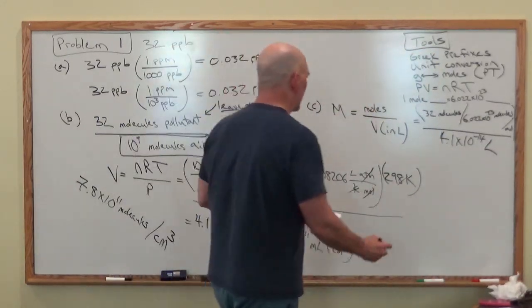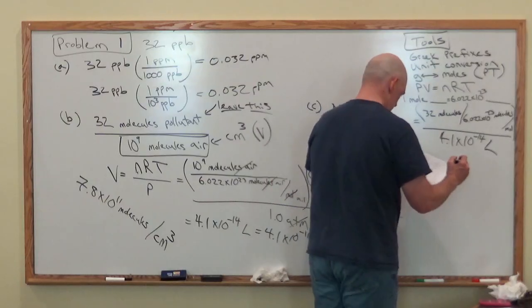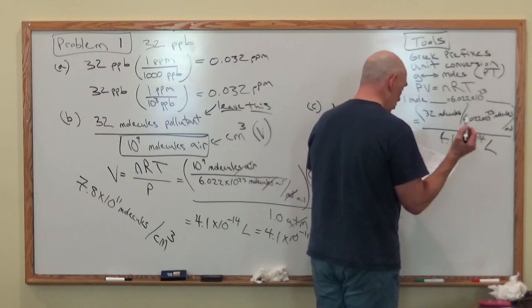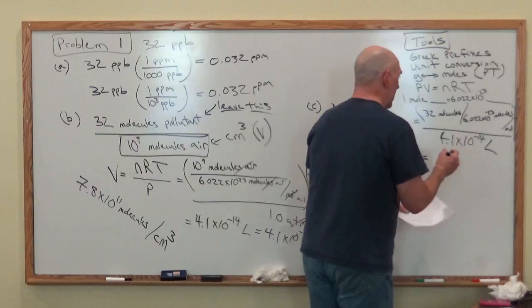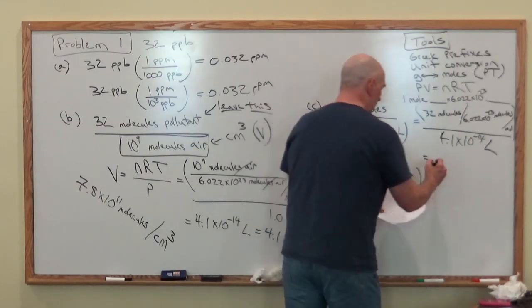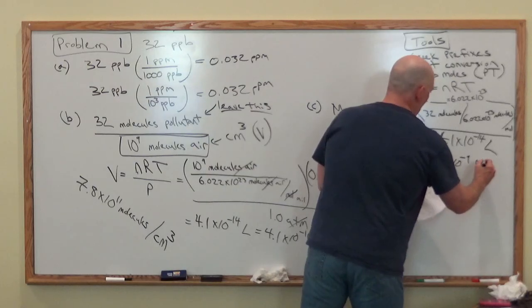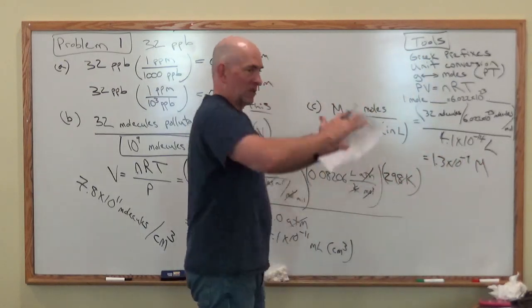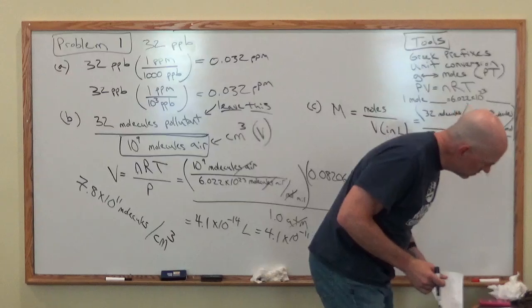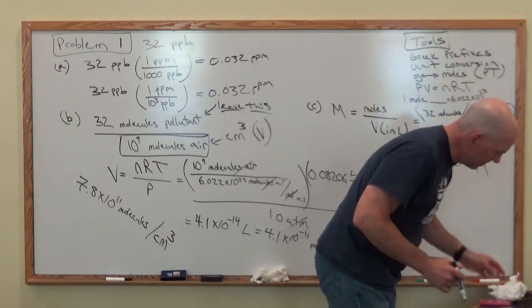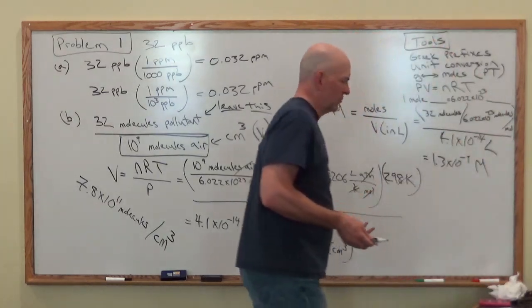And you end up getting a number that doesn't really help us. In my opinion, I'm not sure why we would do it this way. So I came up with 1.3 times 10 to the minus 9th capital M, moles of pollutant per liter of air. Yeah, okay. All right, I'm obviously going to need some time to erase this.